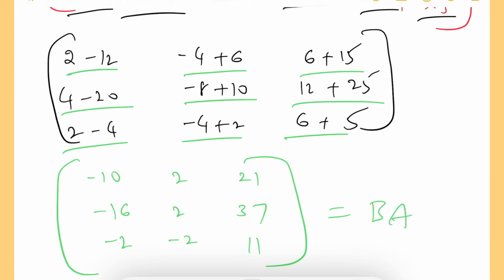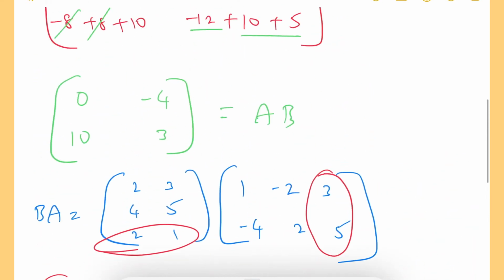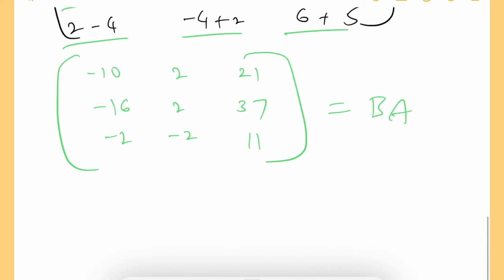Now let us compare the AB value and the BA value. Here AB is 0, minus 4, 10, 3. That is completely different from the BA value. So we can say that AB is not equal to BA. And the question is asking, do A and B commute with respect to multiplication? Here obviously AB and BA are completely different matrices. So A and B won't commute with respect to multiplication.